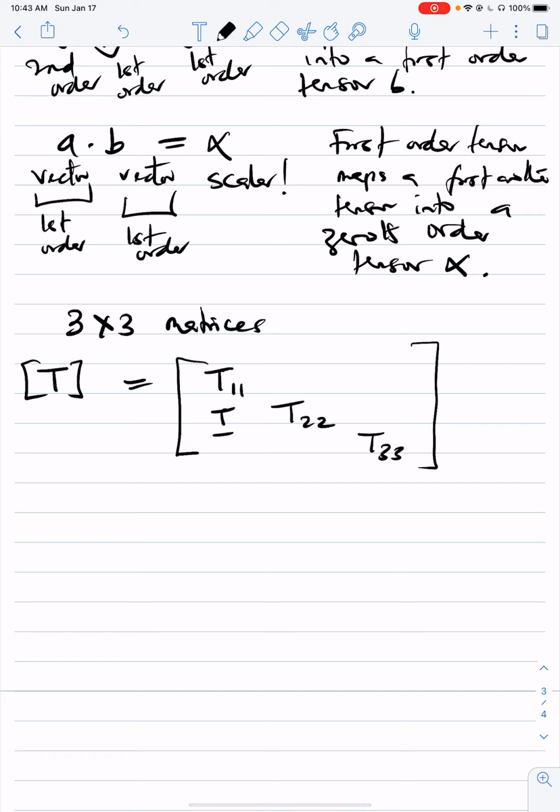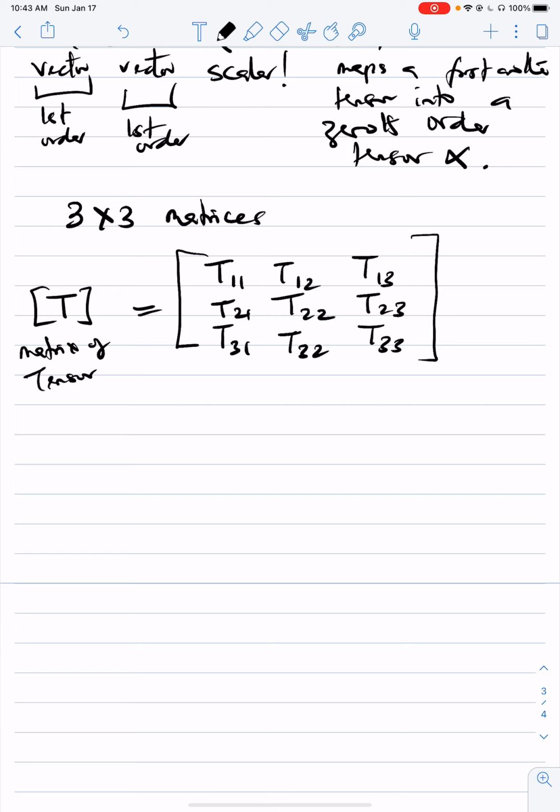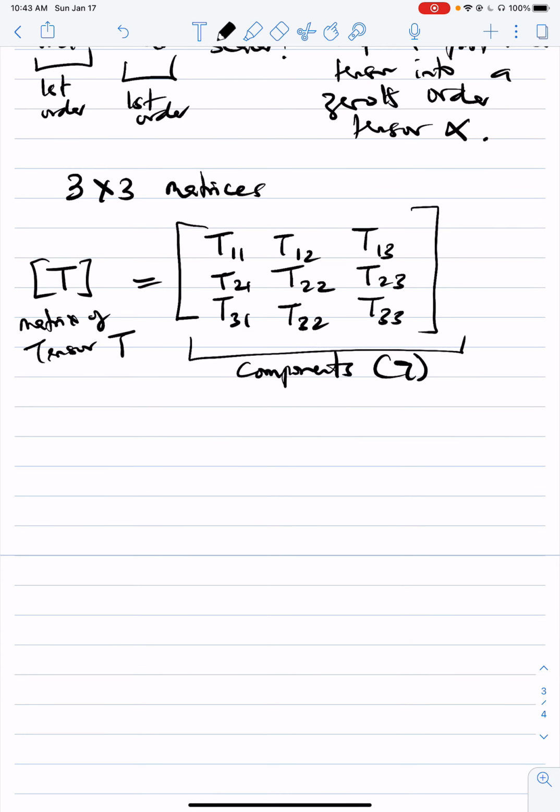Then we have T21, T31, T12, T32, T13, T23, right? So those are the entries, or what they call the components, basically. So this is the tensor, and this is the matrix of tensor T, and these are the components, which are 9 in number, right?